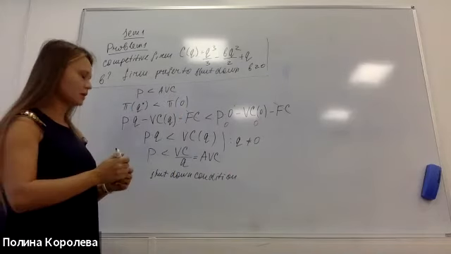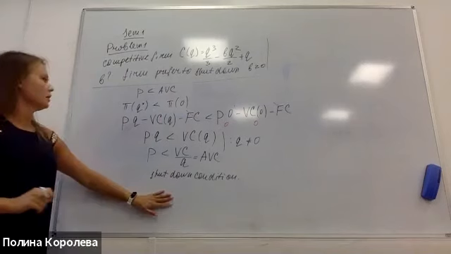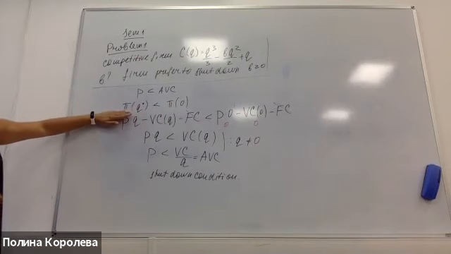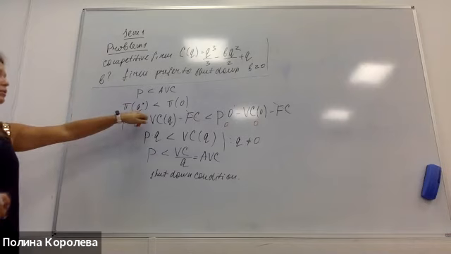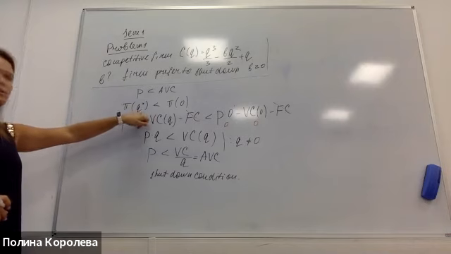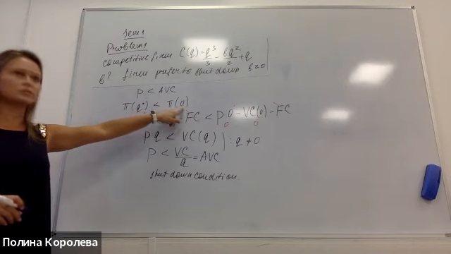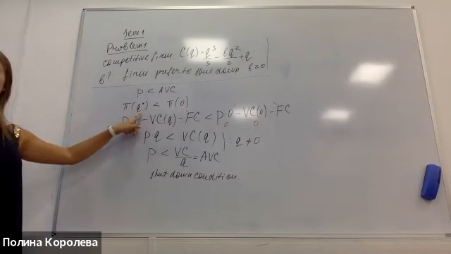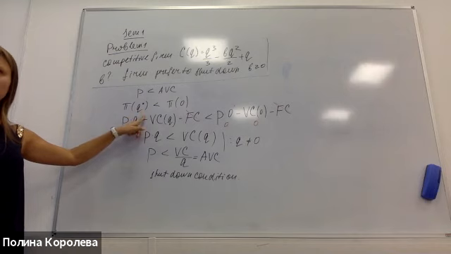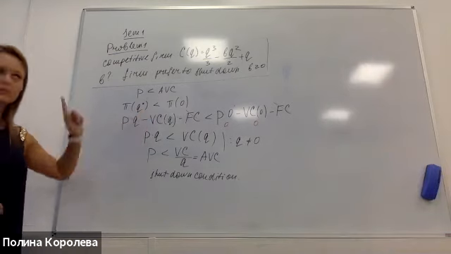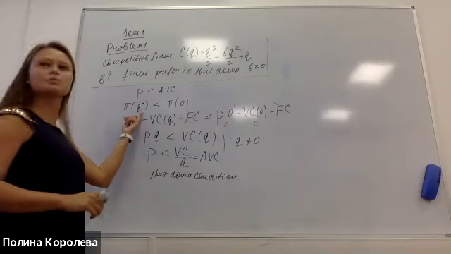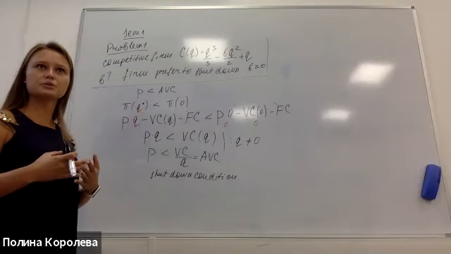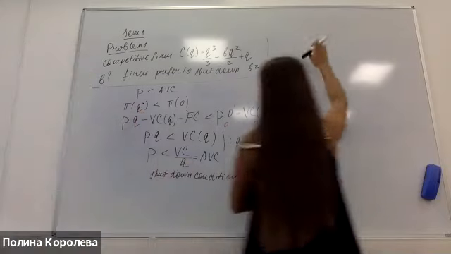Okay, let's continue. We see that we should compare profits: the profit with optimal quantity and with 0 quantity. So now we should find the optimal quantity for a perfectly competitive firm. How will we find the optimal quantity, how much to produce is most efficient?